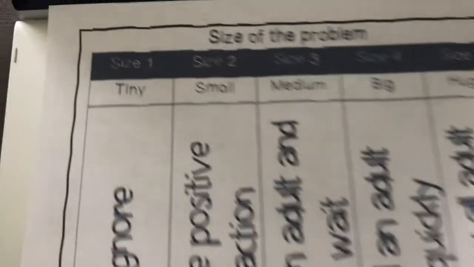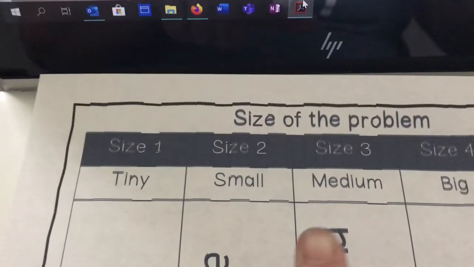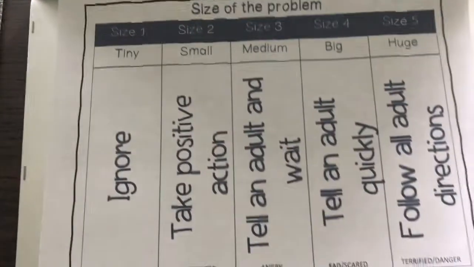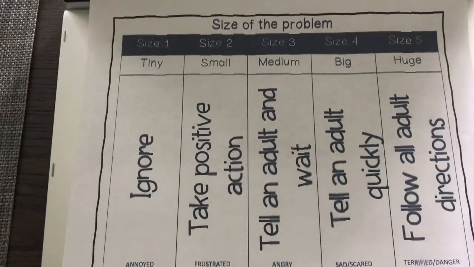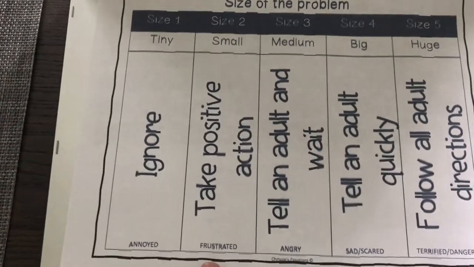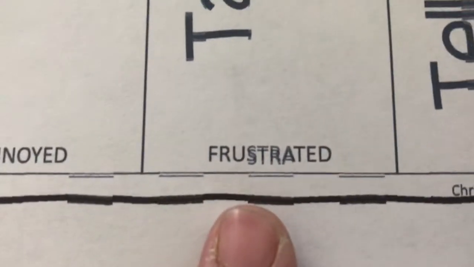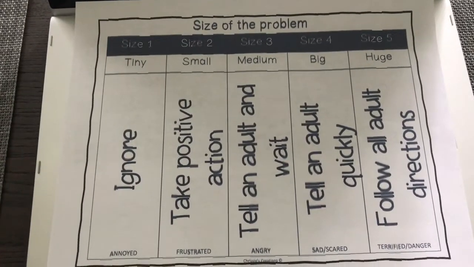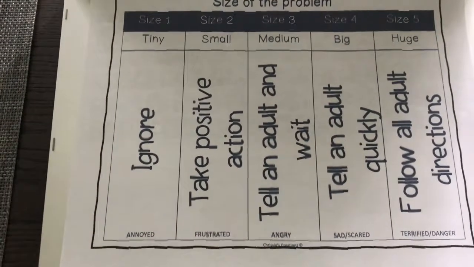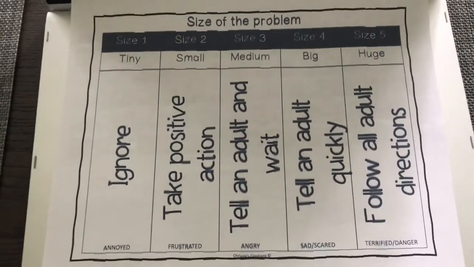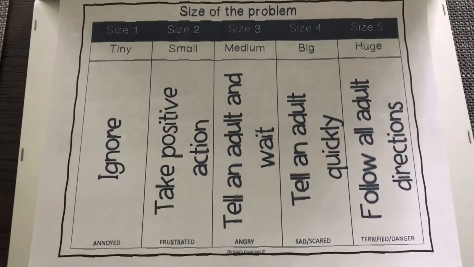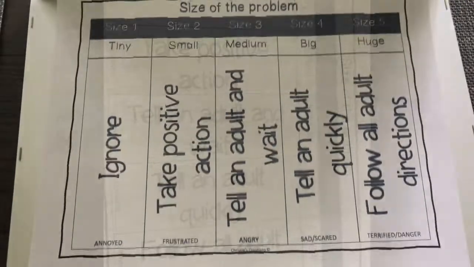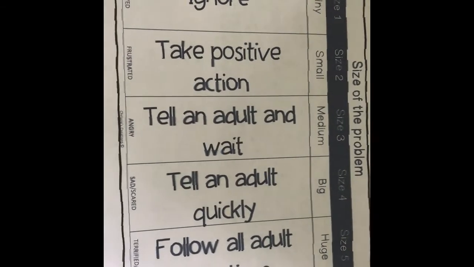All right, next we're going to talk about small, size 2 problem. One of the examples of a small size 2 problem could be that your brother or sister is touching all your things. That might make you feel frustrated. If that happens, an example of a reaction that you could do is to take positive action. Maybe you could share and give them a turn with some of your items. Or maybe you can use your words and you could say, actually right now, I'd like you not to touch that, maybe later.